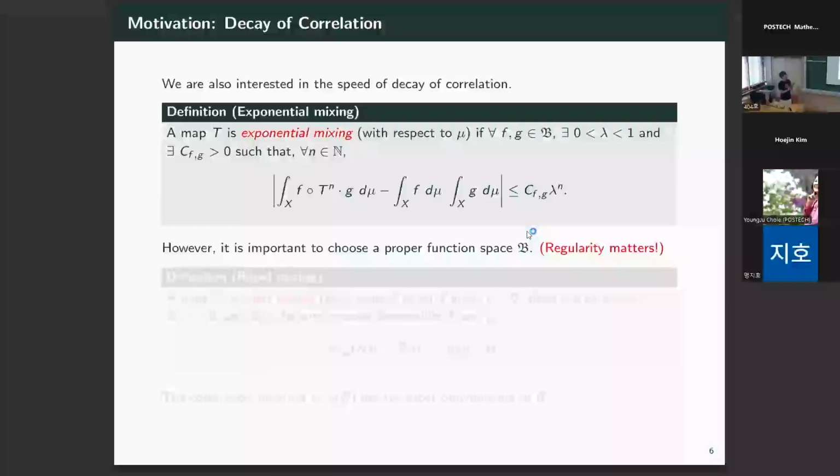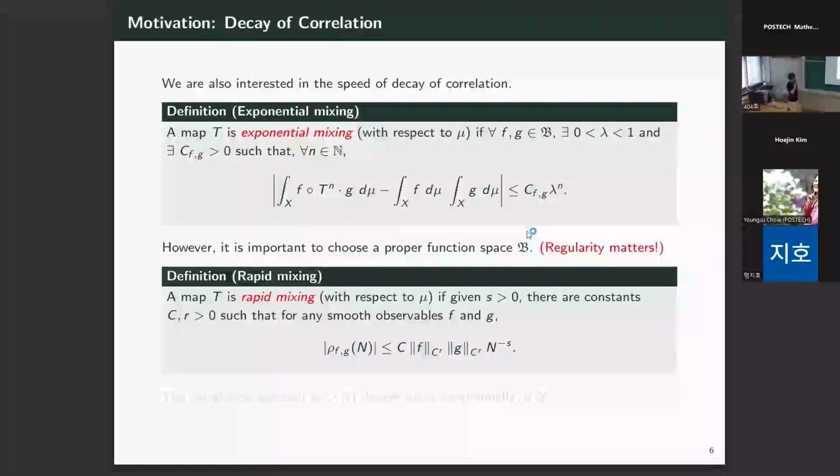To check exponential mixing, there are two important things. The first is that your map should be nice. Nice means at least it should have some hyperbolicity to guarantee exponential mixing. The second is that you need to have some regularity. I will show some examples where exponential mixing fails, even though the map is very nice.